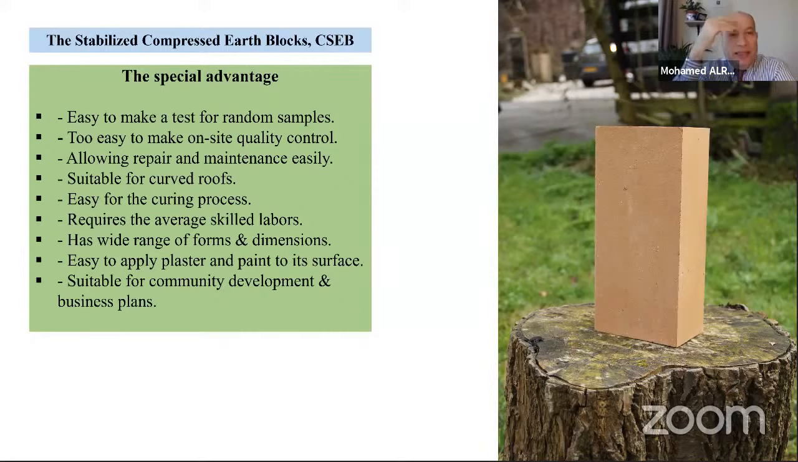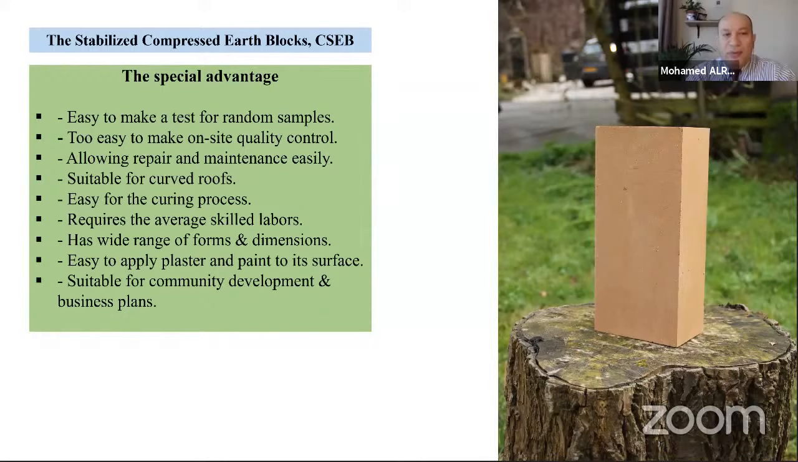And it is very suitable for curved roofs because here again, you are dealing with just a block. And it is easy for the curing process. Again, you can stack all these blocks into groups, maybe 200 or 300, and cover them with assembled plastic sheets. And you can reuse these plastic sheets over and over again. And it requires an average skilled labor.